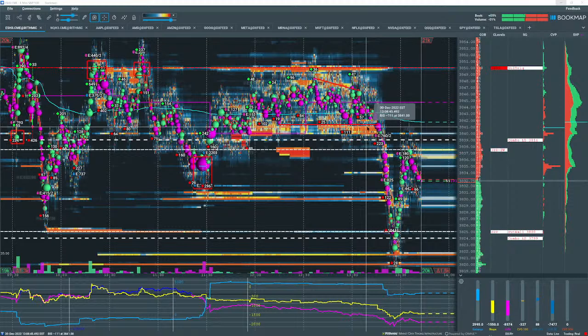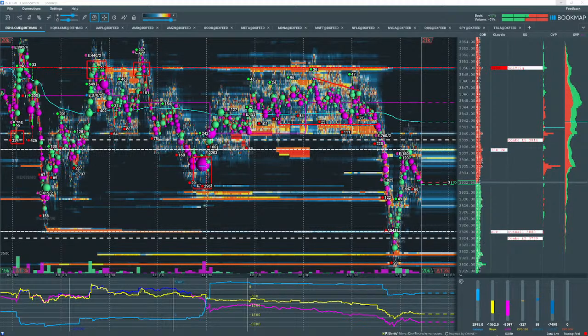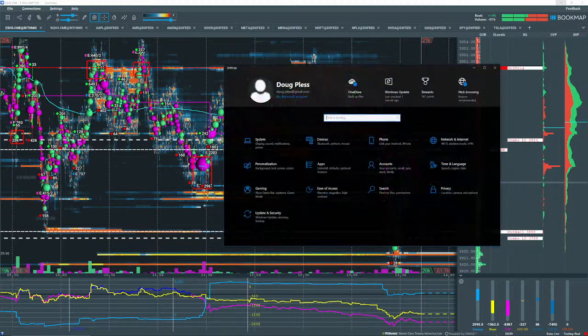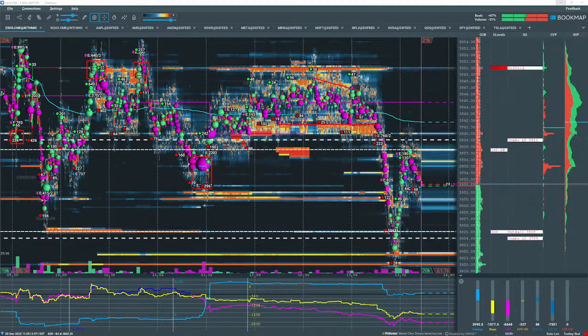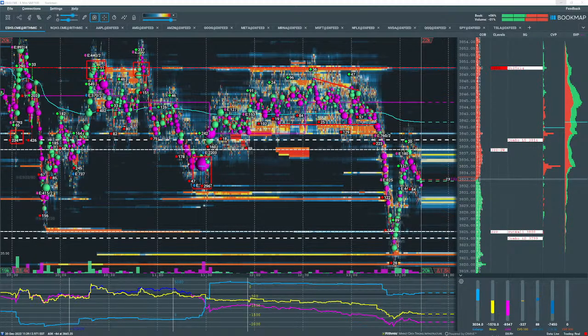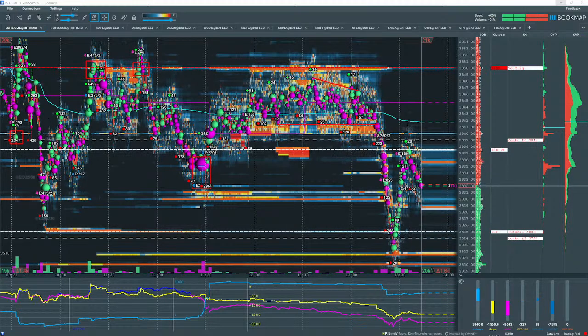This 380 put wall, and I forgot to change my cursor size. Give me just a moment and I'll make this a little bit easier to see. Okay, so that should help.